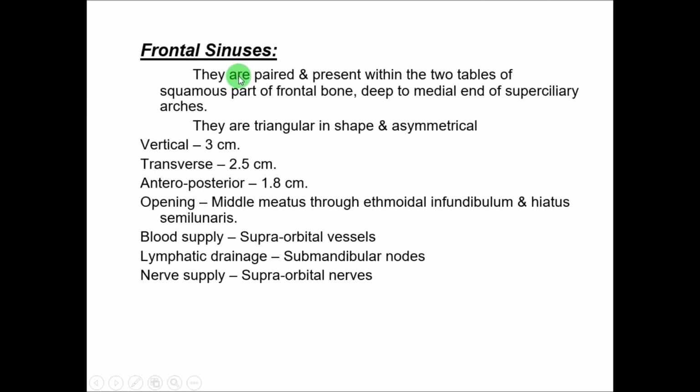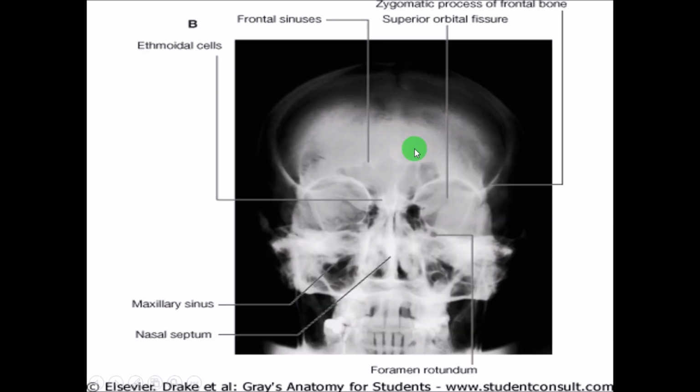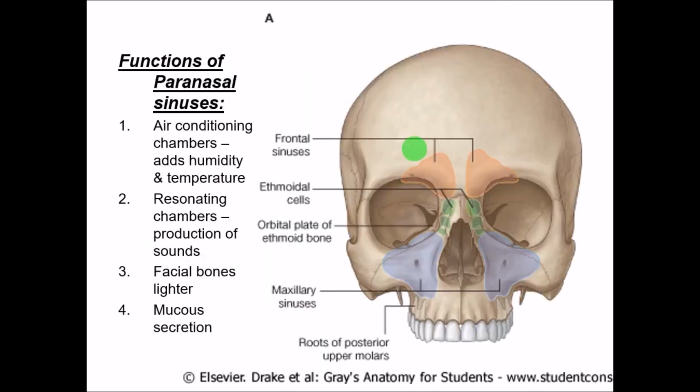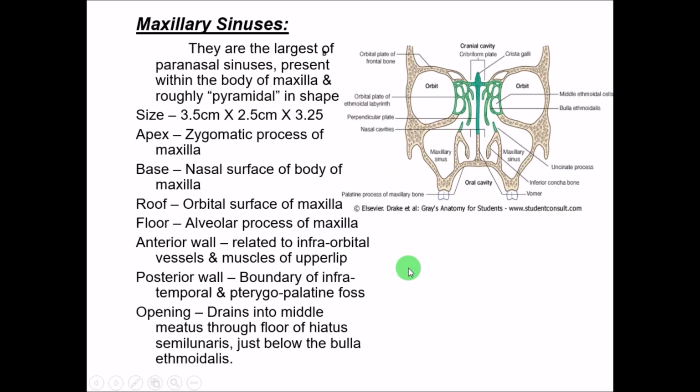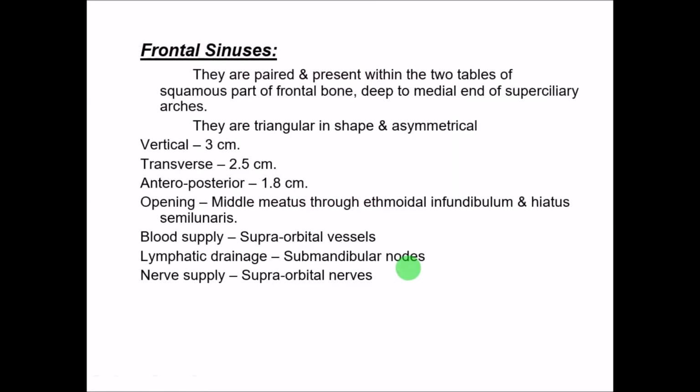So they are paired and present within the two tables of the squamous part of the frontal bone, deep to the medial end of the superciliary arches, as I showed you. They are triangular in shape, similar to the maxillary sinus, but they are smaller. They are triangular in shape and asymmetric. They are not symmetrical.